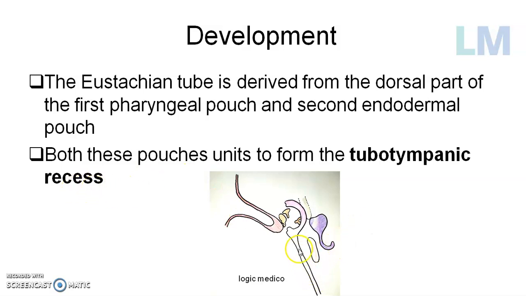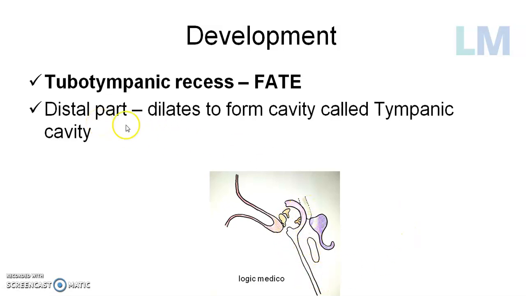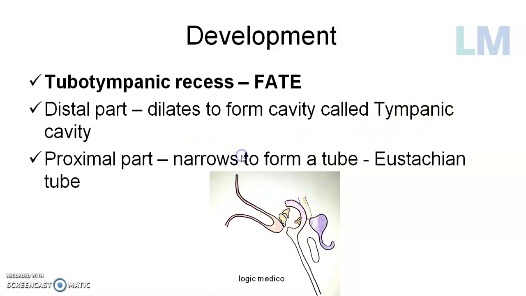So this tubotympanic recess bulges outwards towards the external auditory canal and the ossicular area. It is termed like this, tubotympanic recess. So this tubotympanic recess has got a fate. So what is it? Initially, this tubotympanic recess is like a balloon-like structure. Subsequently, the outer part, the distal part, dilates to form a cubical chamber called the tympanic cavity, whereas the proximal part becomes tubular or narrow and it becomes a tube, and the tube is eustachian tube.